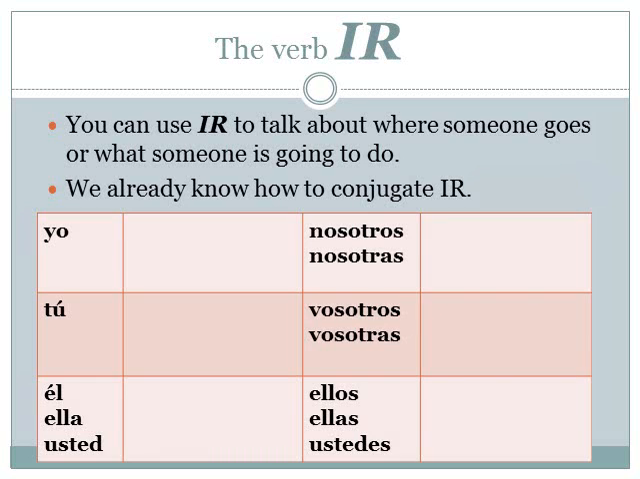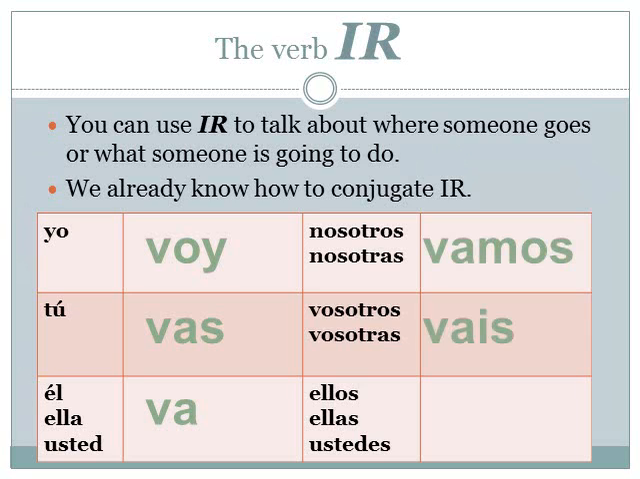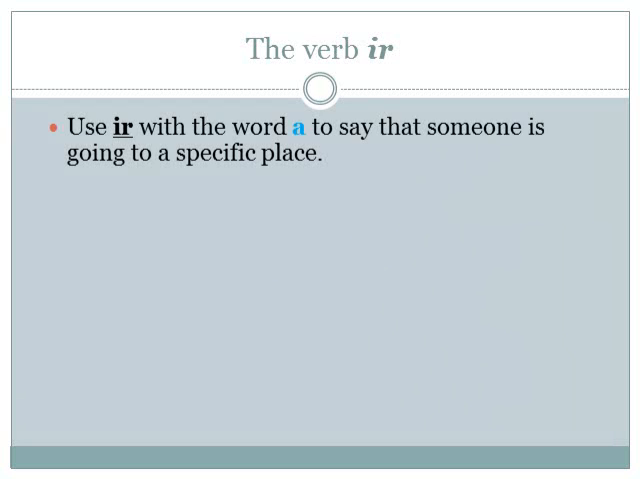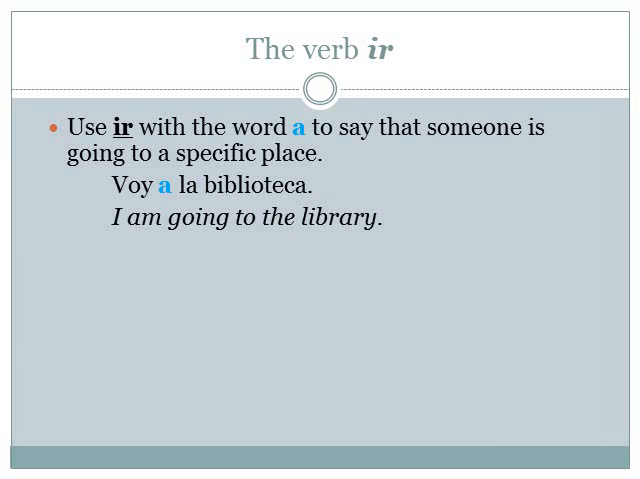So, remember, the yo form of ir is voy. Then tú vas. Él va. Nosotros vamos. Vosotros vais. And ellos, ellas, ustedes van. So we already know how to conjugate this lovely verb, ir. Now, we have learned that you use ir with the word a to say that someone is going to a specific place. So, here I have voy a la biblioteca. So, I am going to the library.